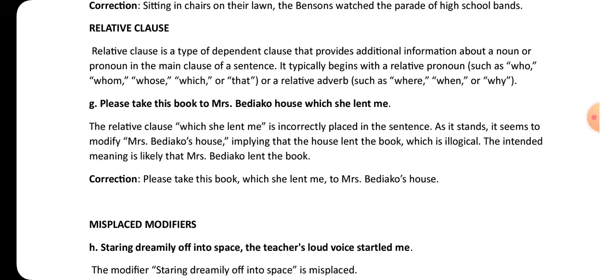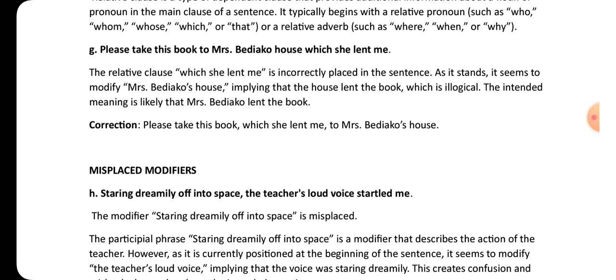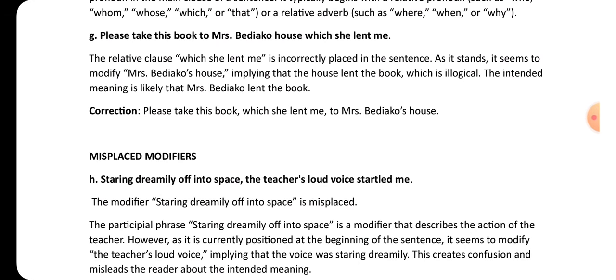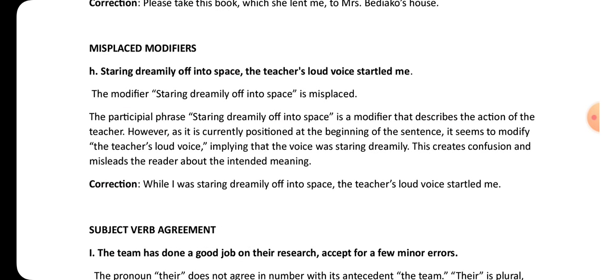This is the problem. It says, "Please take this book to Mrs. Bediako's house, which she lent me." The relative clause, "which she lent me," is incorrectly placed in the sentence. As it stands, it seems to modify Mrs. Bediako's house, implying that the house lent the book, which is illogical. The intended meaning is likely that Mrs. Bediako lent the book, and not the house. So we can say, "Please take this book, which she lent me, to Mrs. Bediako's house." That corrects the challenge with a relative clause. And now we have another example.